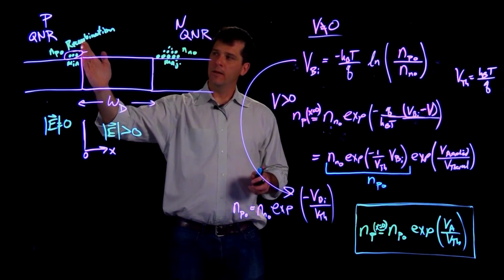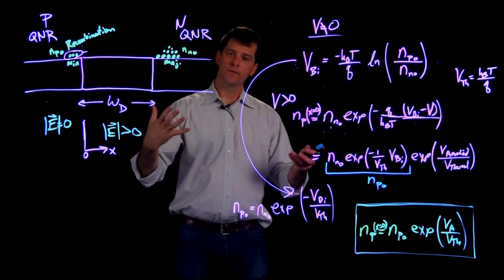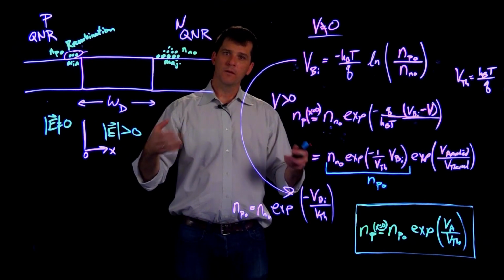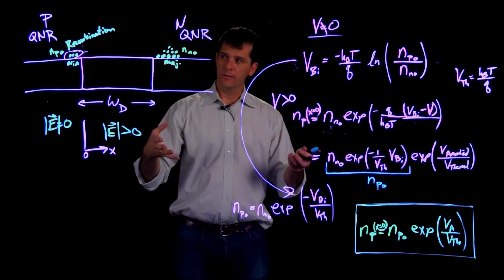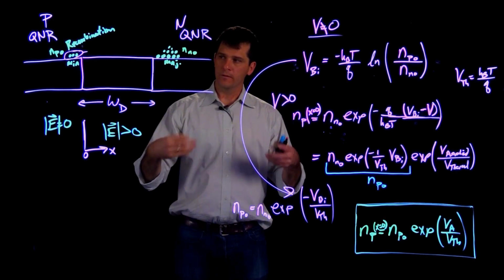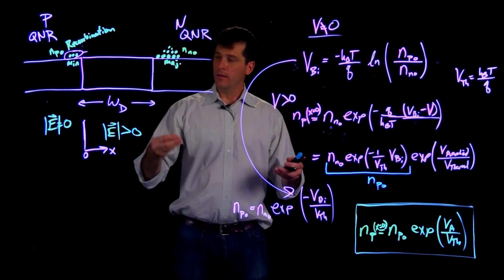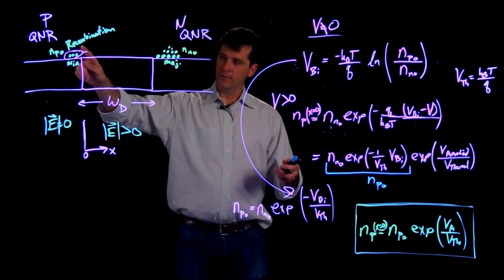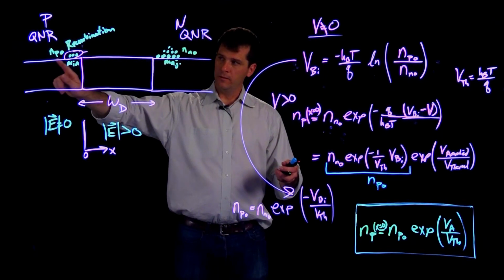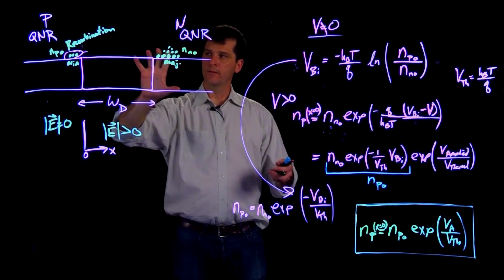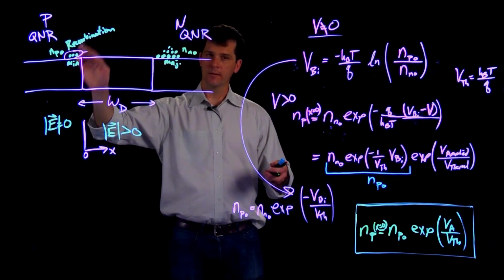And we're going to now proceed to stick this into the ambipolar transport equation with the assumption of low injection and derive the diffusion current that flows on this side of the junction because of the introduction of these minority electrons right here.